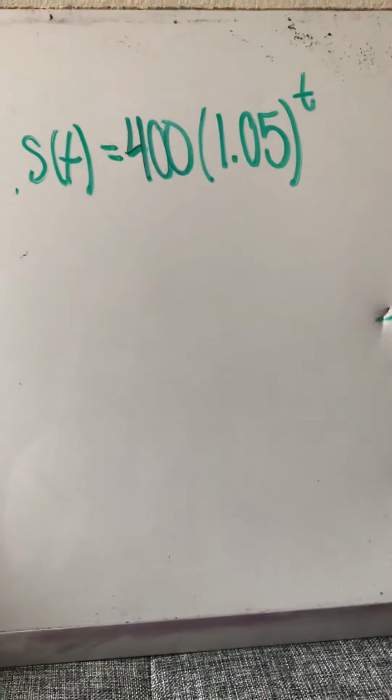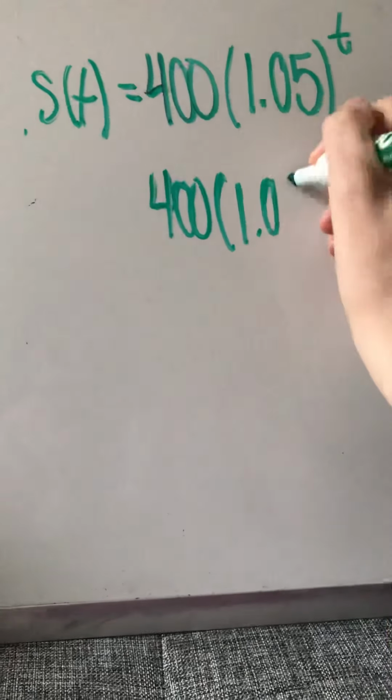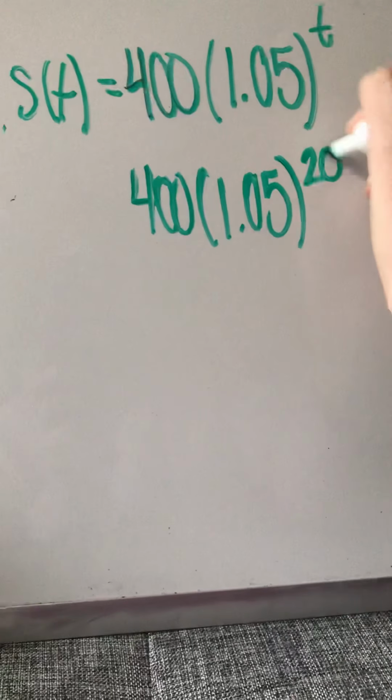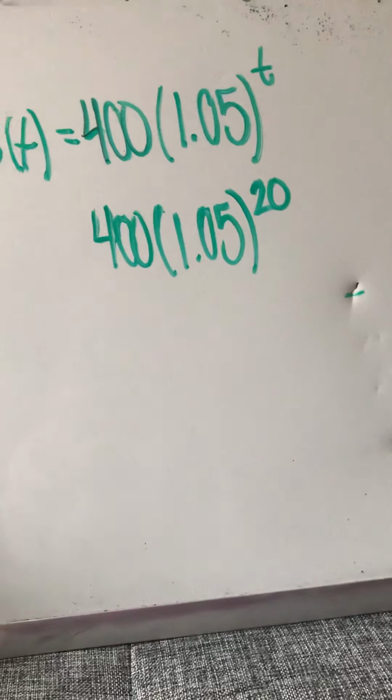So if I said to you, how much money is going to be in the account after 20 years, well, I can go ahead and take 400 times 1.05 and raise that to the 20th power, and then just straight calculate that, so on and so forth.